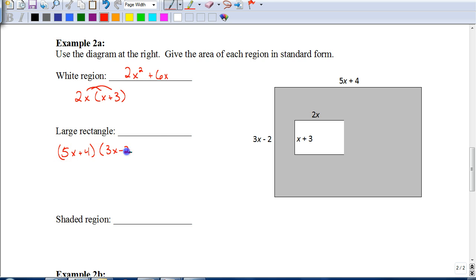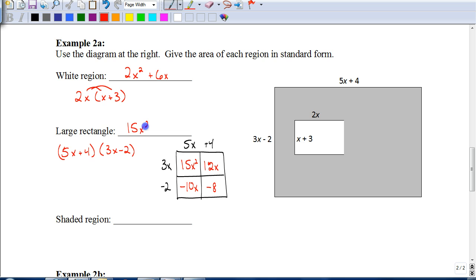times 3x minus 2. So again, I'm going to set this up using my window method. When I do that, 5x times 3x is 15x squared. 3x times 4 is 12x. Negative 2 times 5x is negative 10x. It's important to get that negative in there. And negative 2 times a positive 4 is a negative 8. So when I combine like terms, I'm left with 15x squared. 12x minus 10x is 2x.